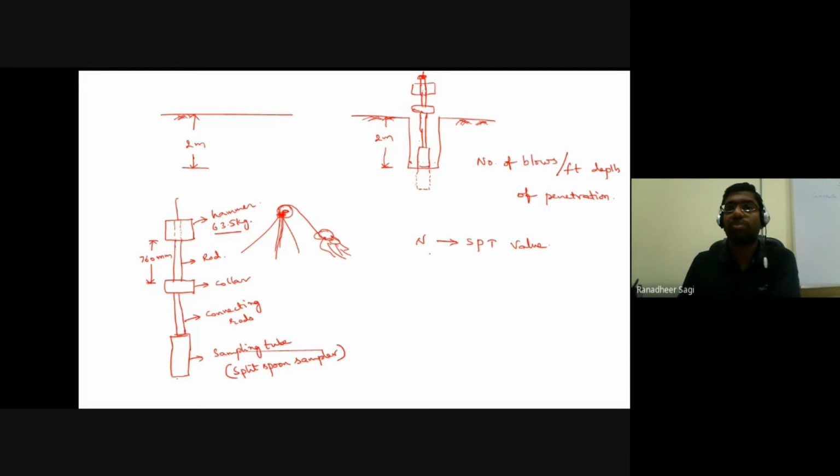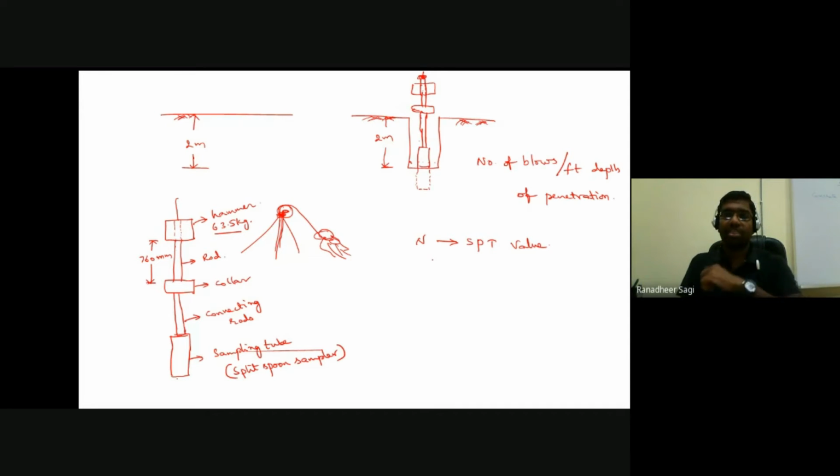So based on this SPT value, one can go on to find out various other correlations or properties of the soil, as I have discussed earlier. Okay, so let's quickly understand the different components that I have talked about and how the test is conducted.